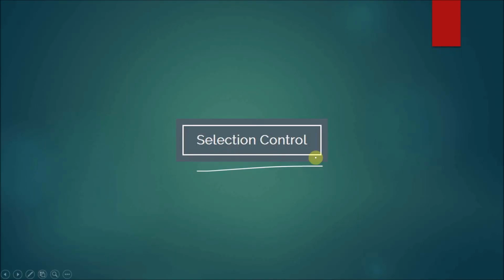Selection control. A computer can process a program in the following ways. Sequence, which we've talked about before in our previous lectures. Selectivity, which is what we're going to talk about today. And through repetition, which is what we'll talk about going forward in another lecture.